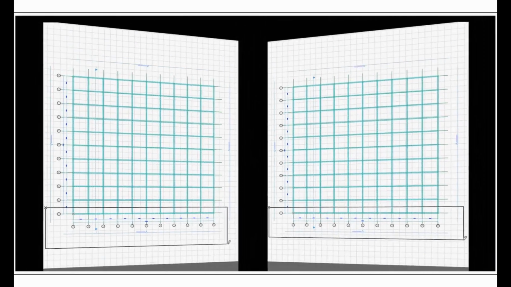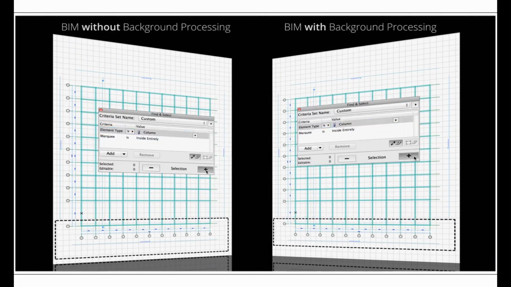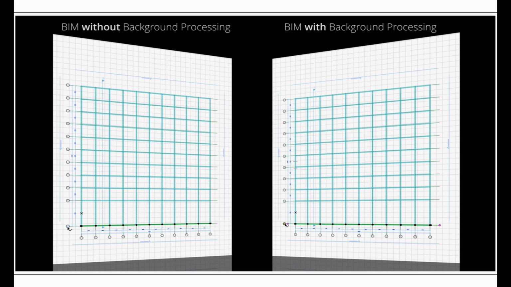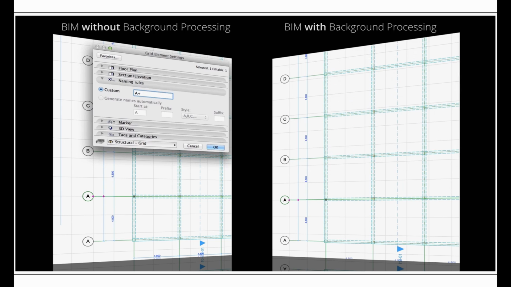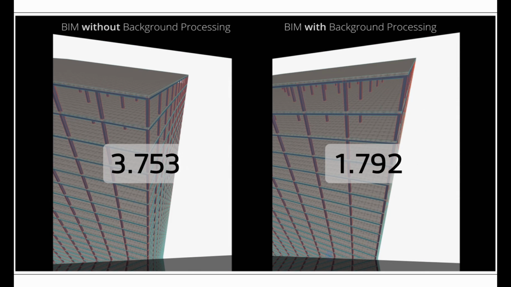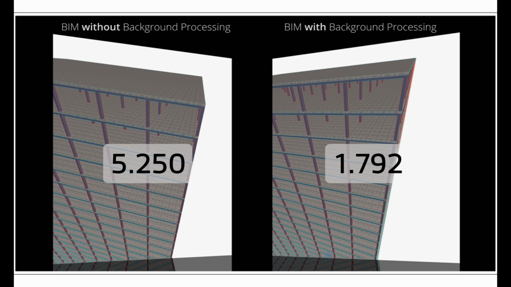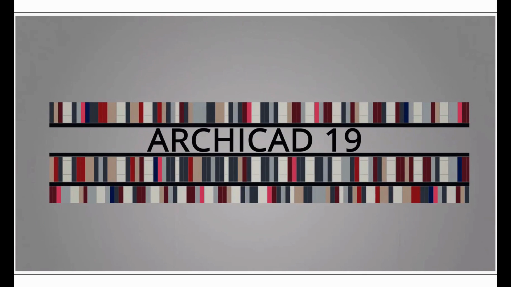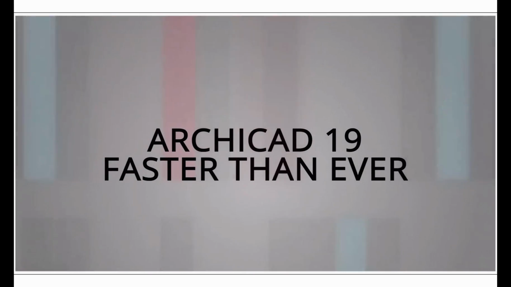ARCHICAD 19 opens BIM-based 3D views, sections, and elevations almost instantaneously, depending on the complexity of the design project, your workstation, and your workflow. Thanks to these innovations, architects will save a considerable amount of time, providing a smoother workflow and allowing focus on design.